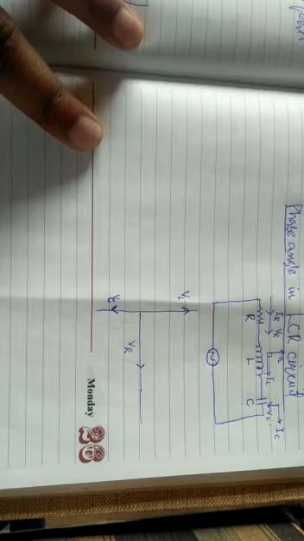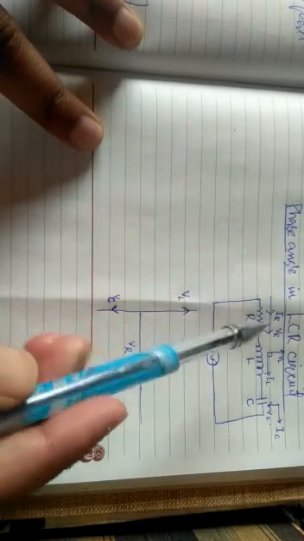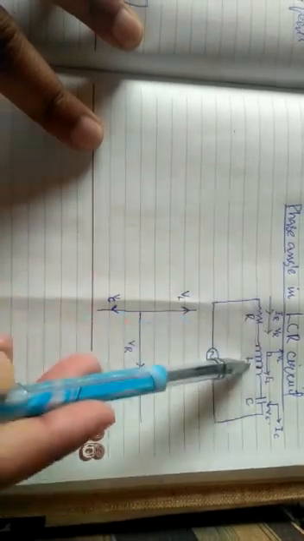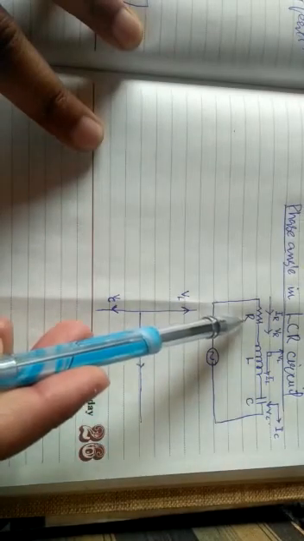Today our topic is the net phase angle in a circuit where we have the L, that is the inductor, the capacitor and the resistor.